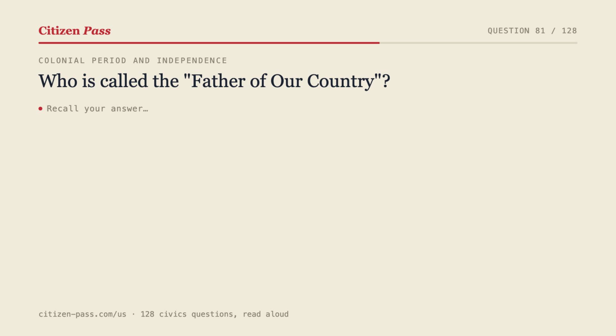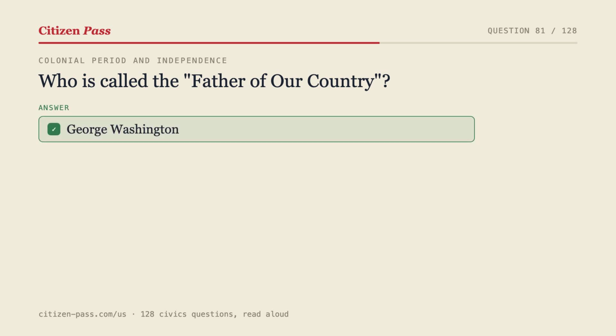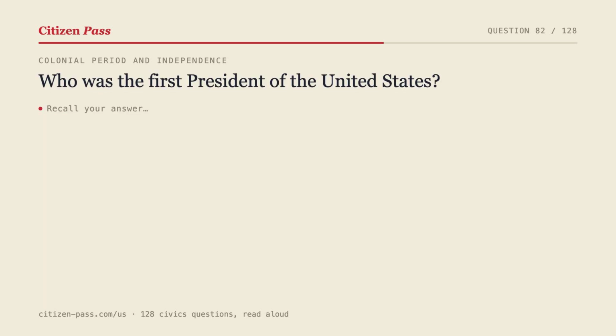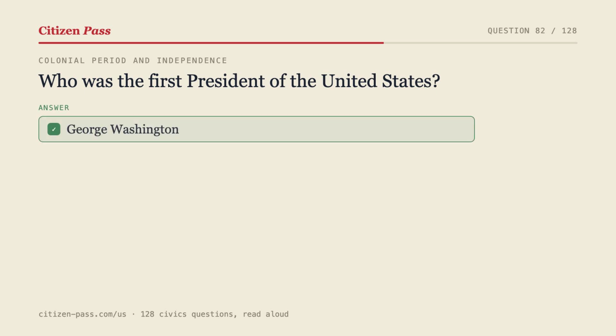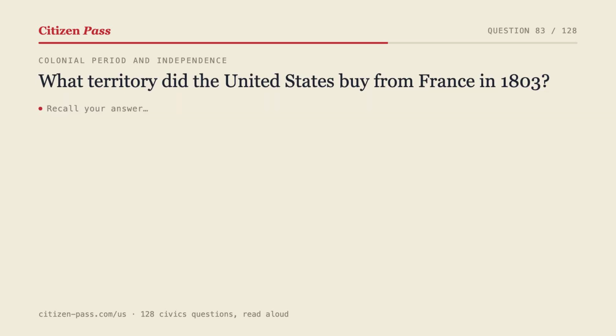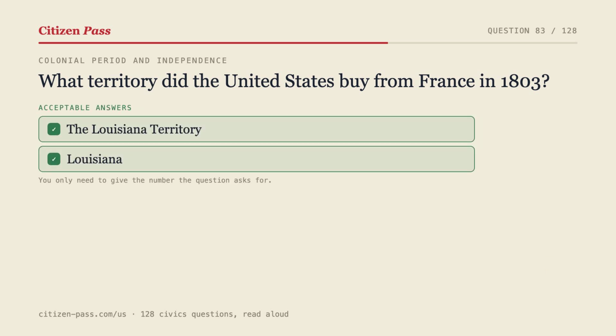Who is called the father of our country? The answer is George Washington. Who was the first president of the United States? The answer is George Washington. What territory did the United States buy from France in 1803? Acceptable answers include the Louisiana Territory or Louisiana.